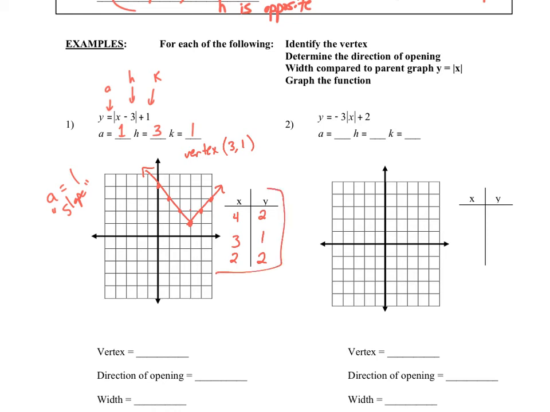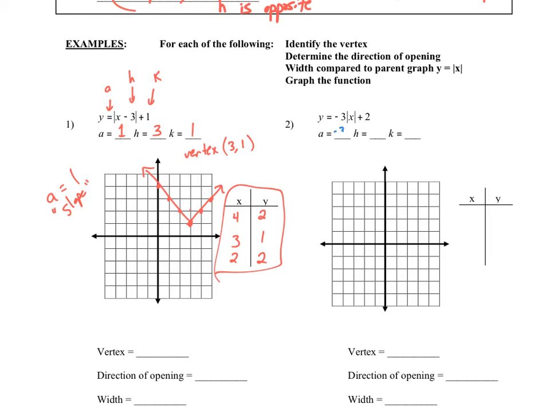The table is a longer way to graph it. It's a little trickier, actually. If you find the vertex and you use the slope, like a as in the slope, it's a lot faster way to graph it. But you can always make a table. So like number 2, let's do the shortcut way.